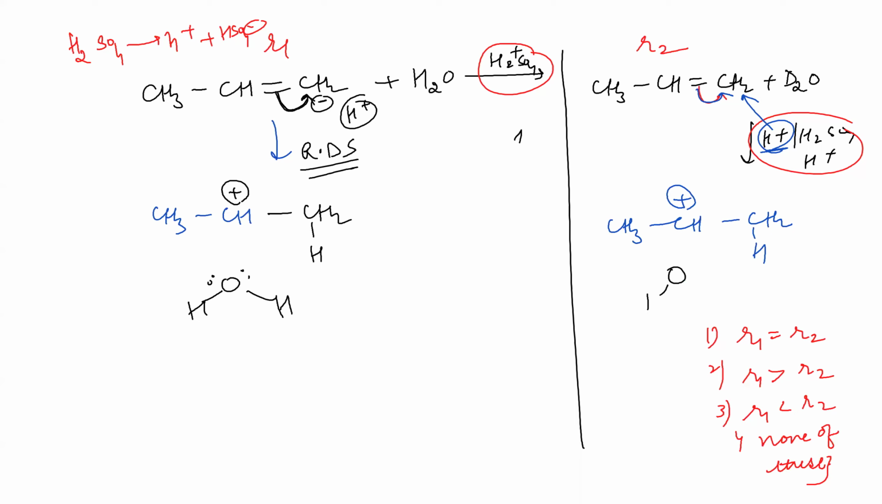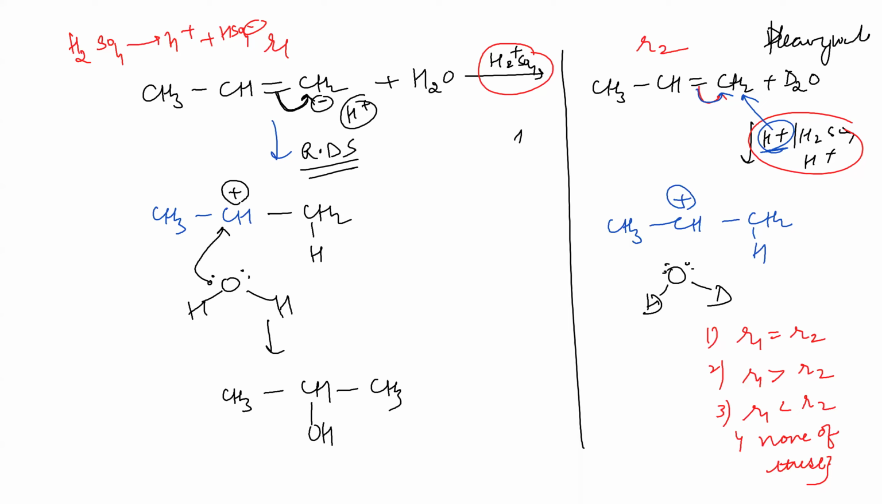D2O is going to attack. The products will be different, no doubt. This is heavy water. D2O is heavy water. H2O is normal water. O will attack. It is going to form CH3, CH, CH3, OH. O cannot hold a positive charge. H plus is released. Perfect. Now, here, what is released? O attacks, OD. CH3, CH, CH3, OD. Here, D plus is released.